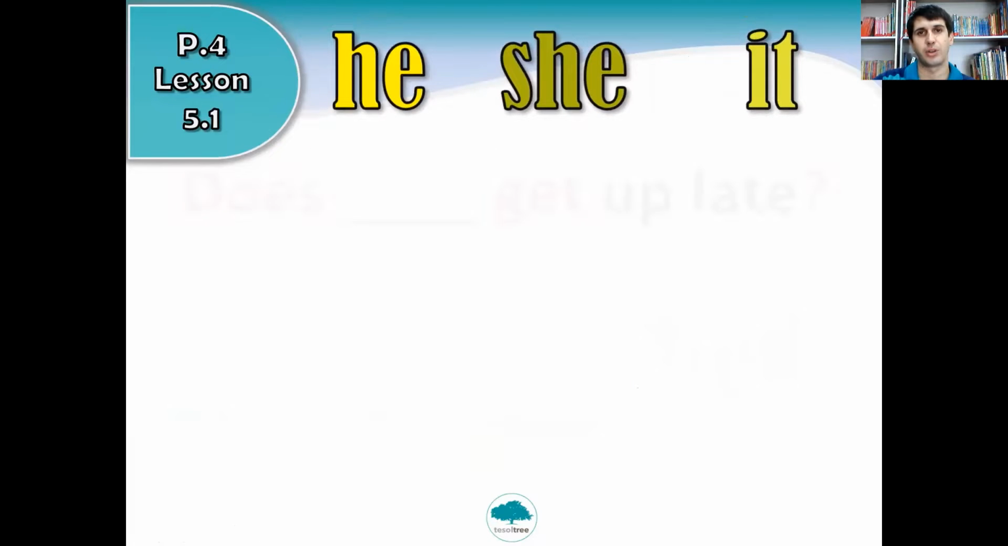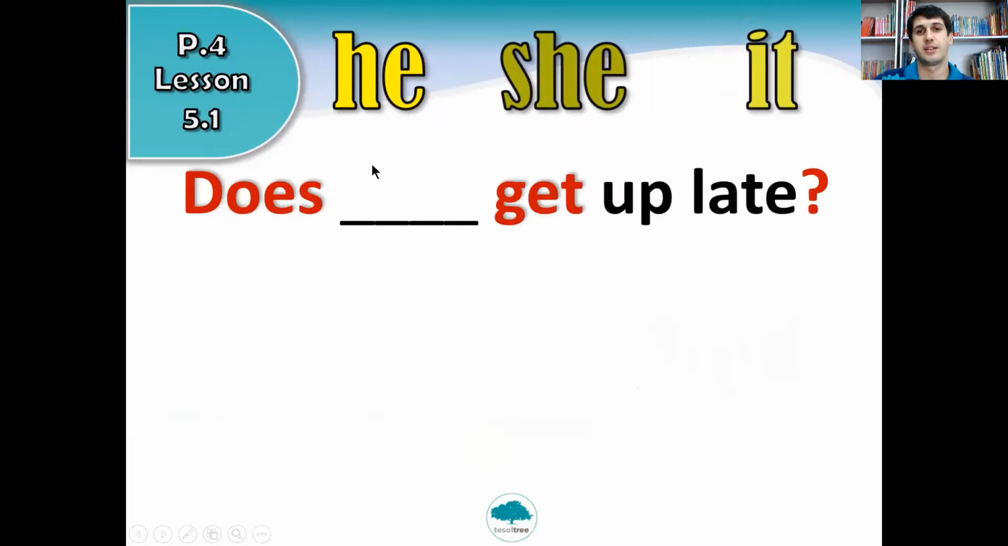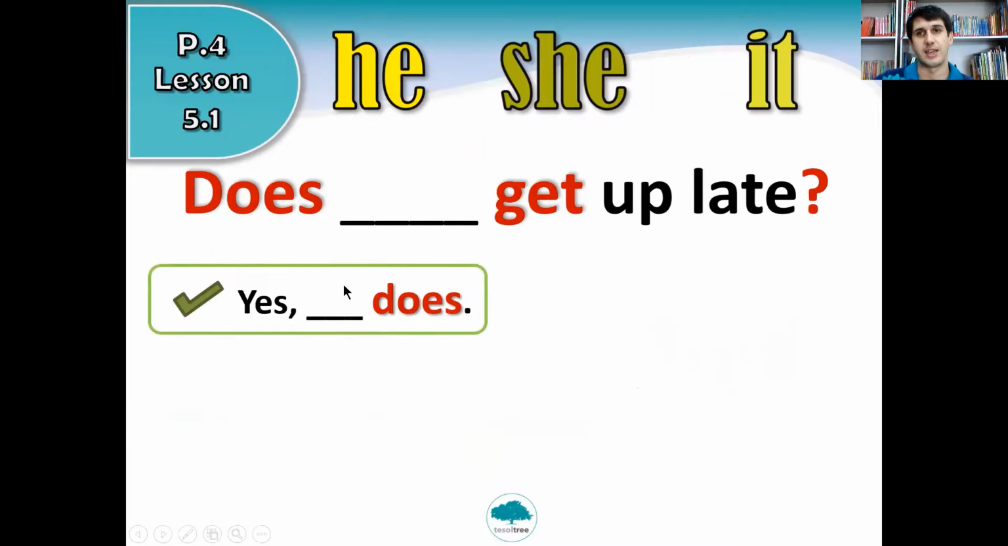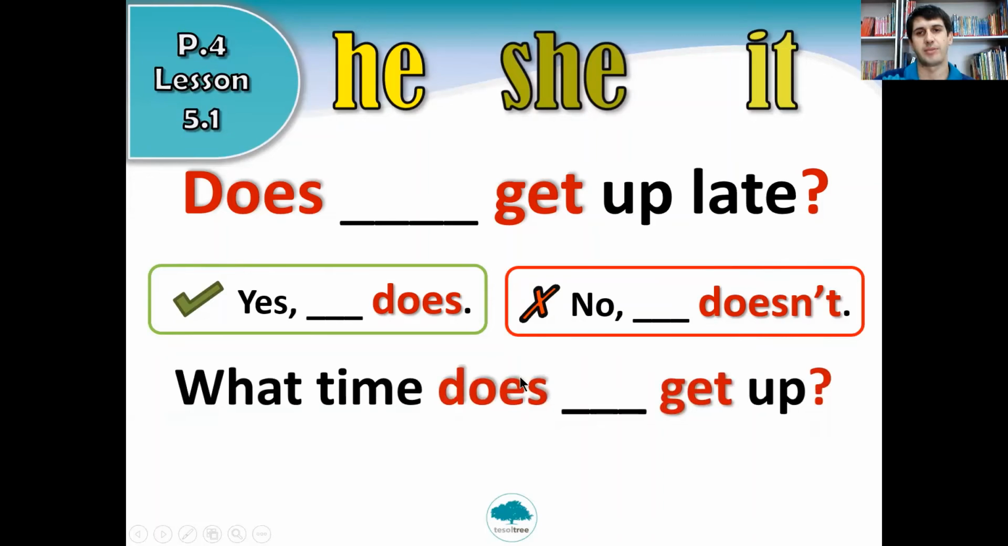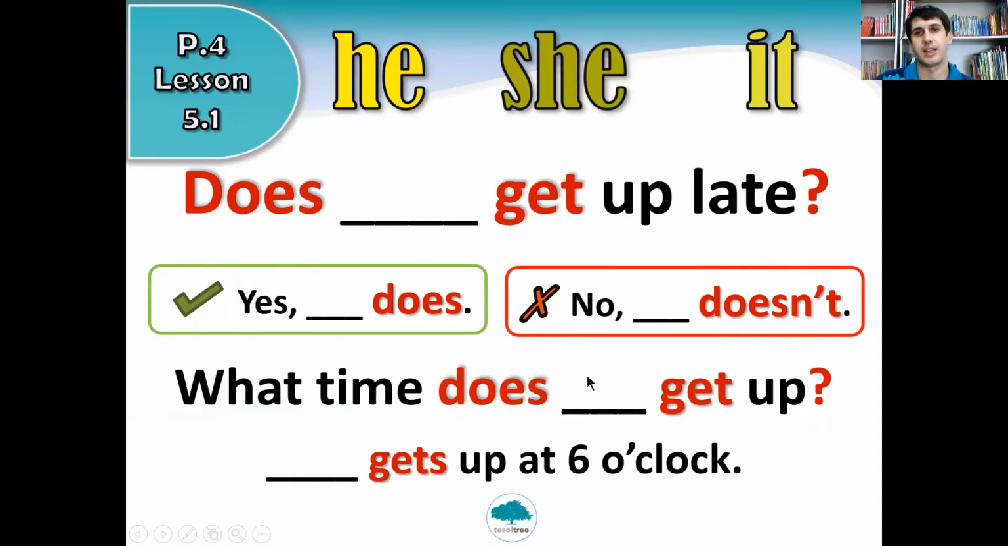Let's have a look at an example question. Does he get up late? Does she get up late? Does it get up late? Yes, he, she, it does. Or no, he, she, it doesn't. What time does he get up? She get up? It get up? He, she, or it gets up at 7 o'clock.